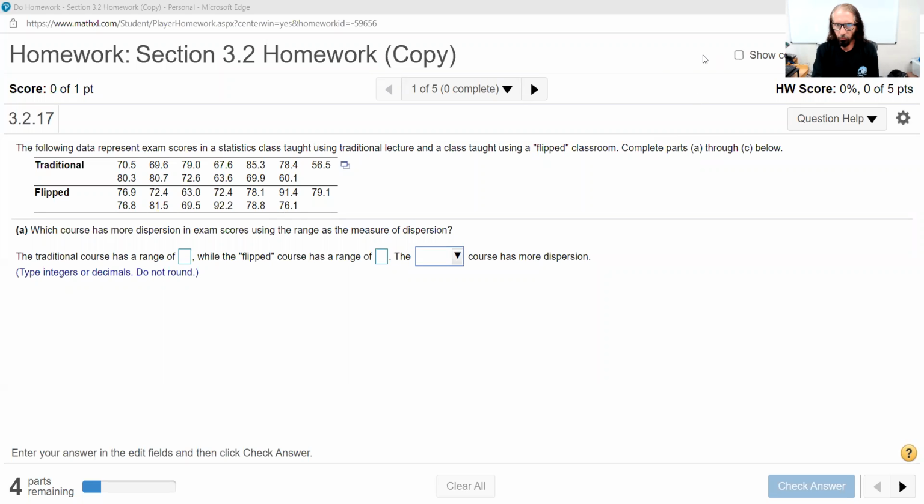In this example, I'm going to show computing the standard deviation of a sample by hand, using Excel, and using StatCrunch. So we have a comparison of exam scores in a statistics class using traditional lecture versus a class taught with a flipped classroom. I'm going to download to Excel.